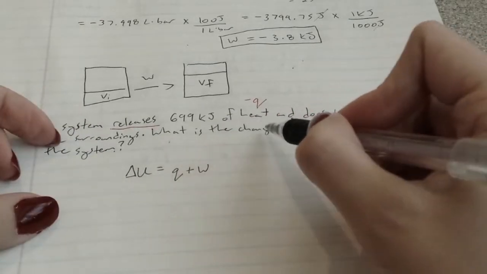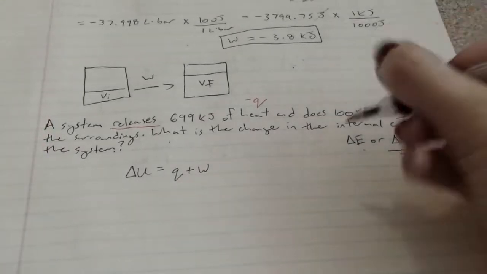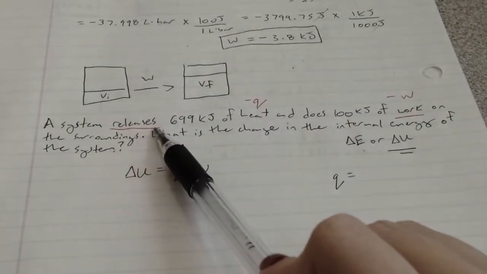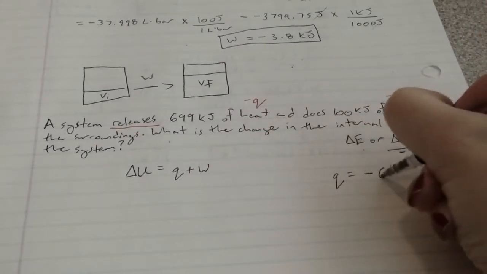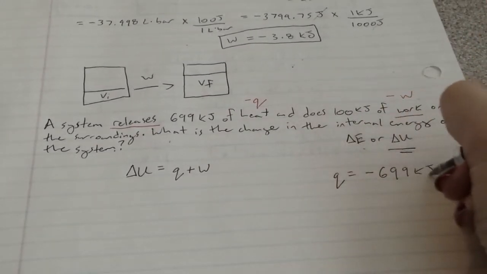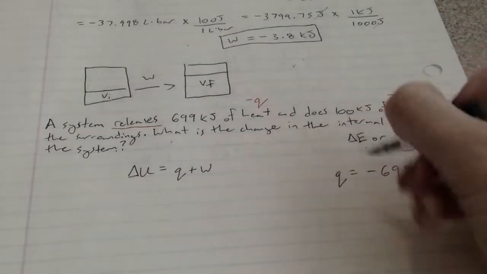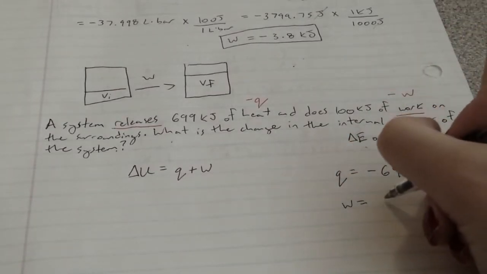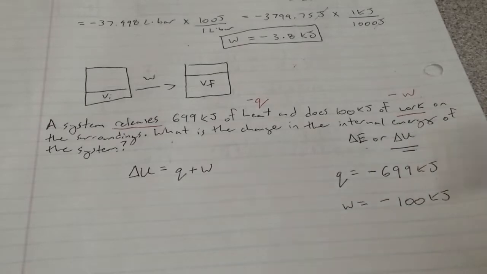What we really need to find out is the signs. The signs are going to be the most important here. So what can we do in order to state this? Q, we know, is the heat. When we read it as releases 699 kilojoules of heat, that means it's losing energy. So it makes sense to write it as negative 699 kilojoules. Work will also be negative, negative 100 kilojoules, again because it's doing work on the surroundings. It's not gaining anything. So again, in both cases, we're losing things.